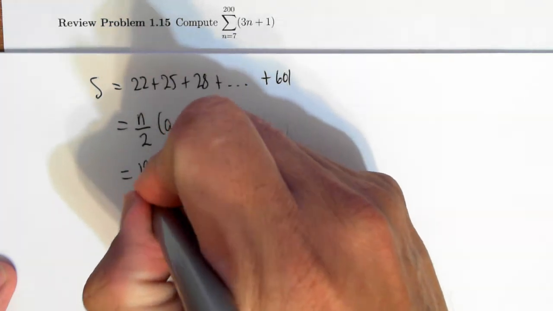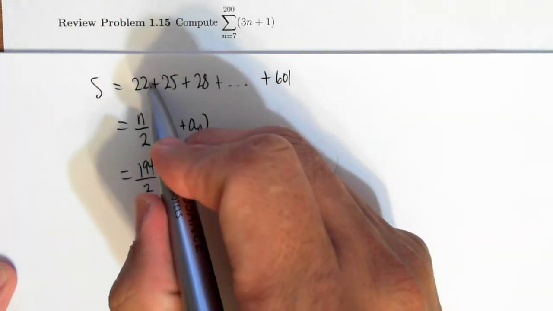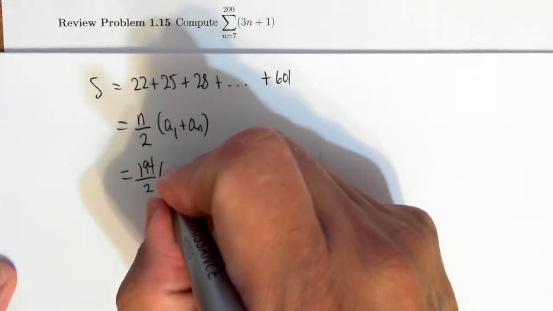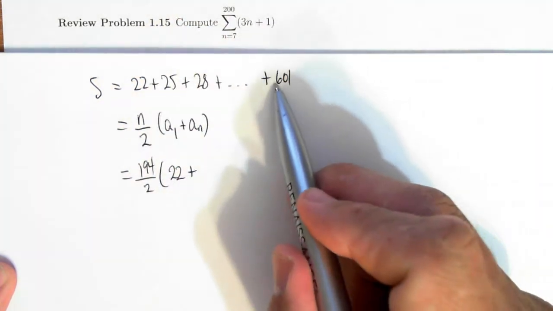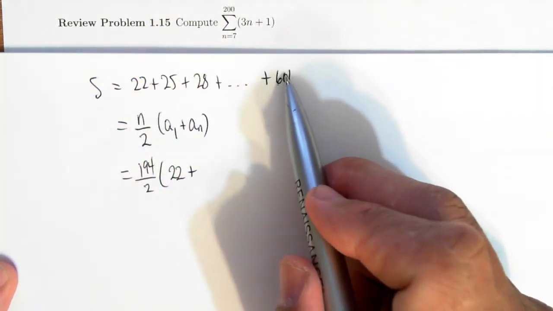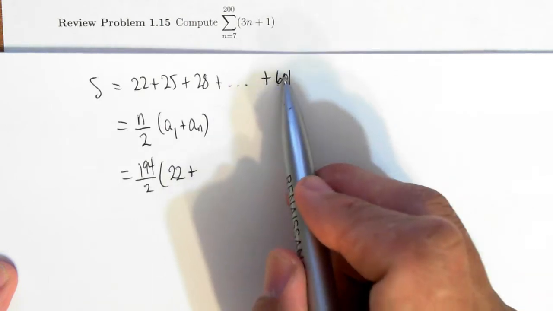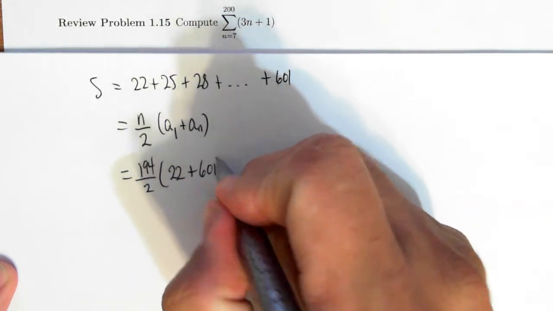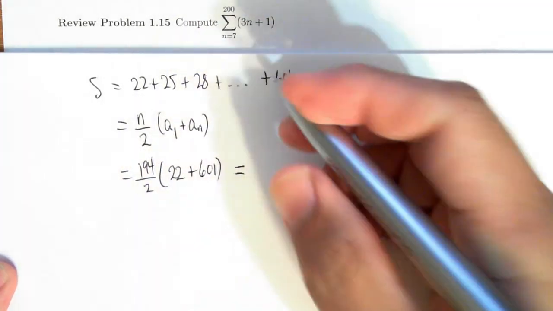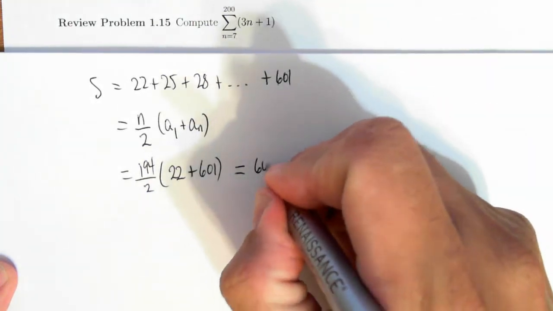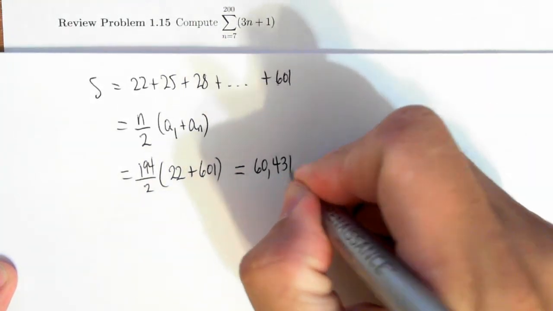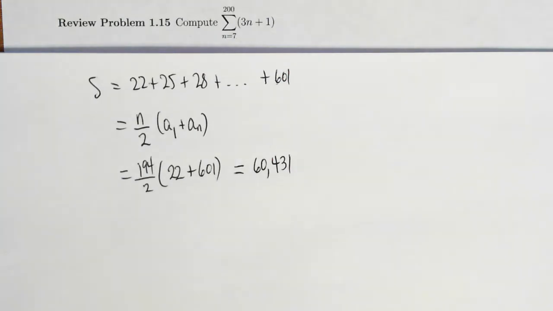So 194 terms. The first term, the n equals 7 term, is 22. The last term is 601. And so just simply doing the arithmetic, we get 60,431, and that is the sum of these terms. So that's one way to do it, and there's absolutely nothing wrong with that technique.